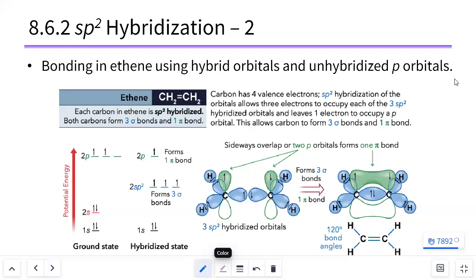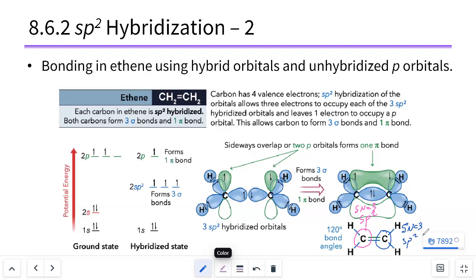I can look at the bonding scheme here, and I can see that for this carbon here on the left, my steric number is equal to 3, and so I must be talking about an sp2 hybridization. For this carbon here on the right, my steric number is 3. I must be looking at an sp2 hybridization.